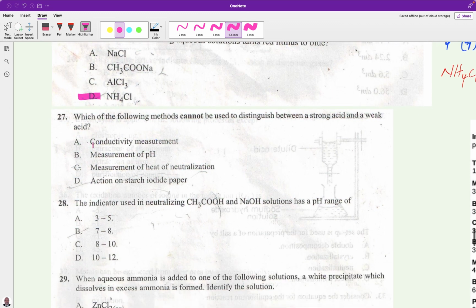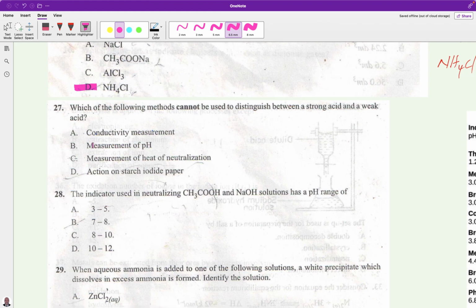27. Which of the following methods cannot be used to distinguish between a strong acid and a weak acid? A, conductivity? No. B, measurement of pH? No. C, measurement of heat of neutralization? No. D, action on starch?